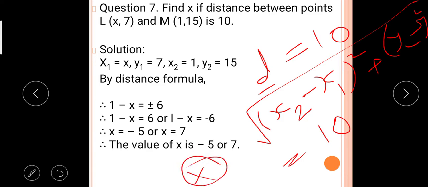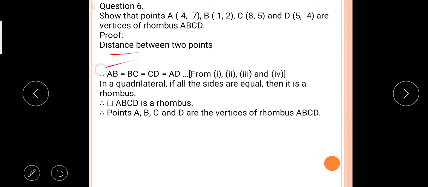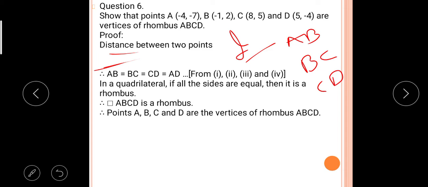Okay. Next, in this in-between step, the steps are there. In this question also, the steps are there. Use the distance formula and calculate AB, BC, CD and AD. You have to calculate all these values. After calculating, if they are equal, then you can say that it is a rhombus.